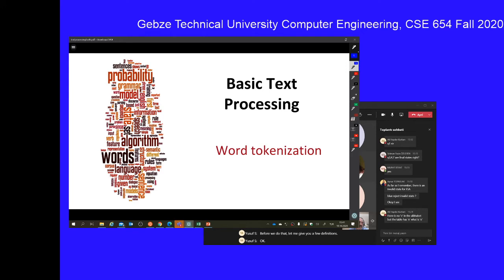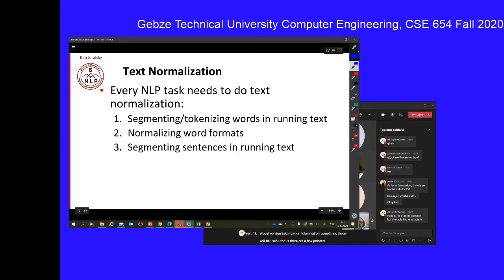About words and tokenization. Sometimes these will be useful for us. There are a few pointers. After we tokenize the words, maybe we are going to do the morphological analysis, normalization. Most of the NLP tasks, before we do anything, we need to find the words. Sometimes finding the words may not be that easy, especially for some languages. So, every NLP task needs to do some text normalization. Segmenting, tokenizing the words in the learning text.